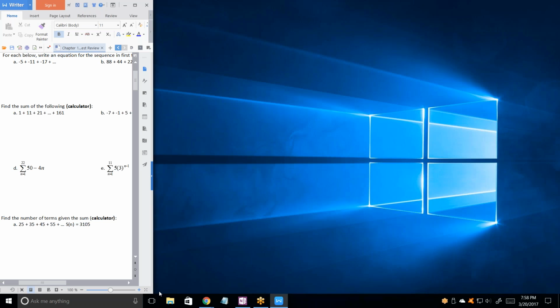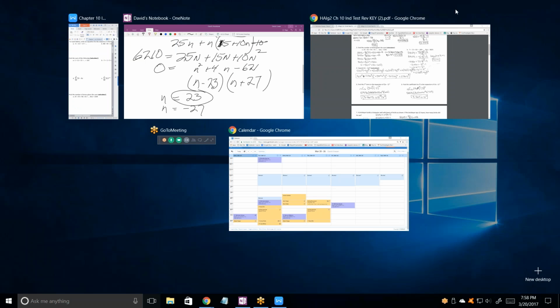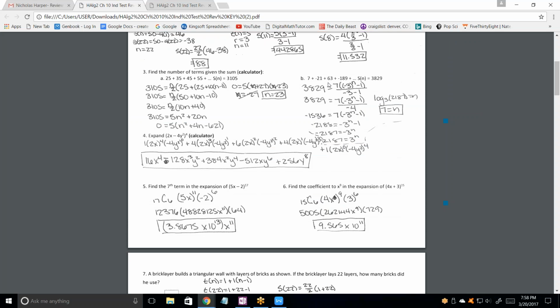What happened on the key? She crossed out one and put the other one. Oh, I see what she did. She factored it correctly, and then just crossed it out because you can't have the negative one. Okay. All right.